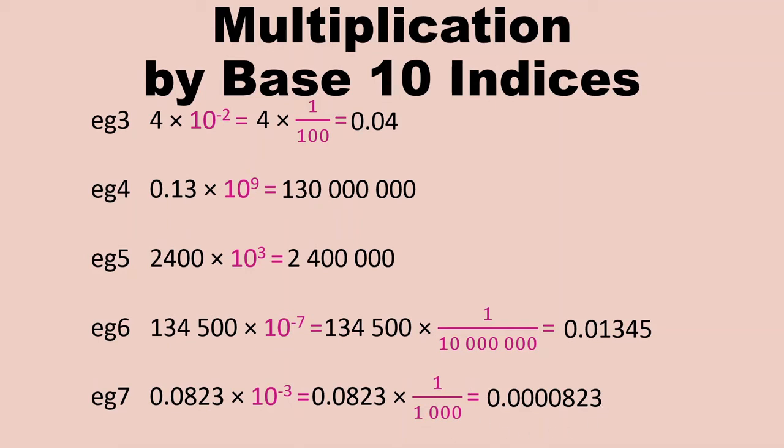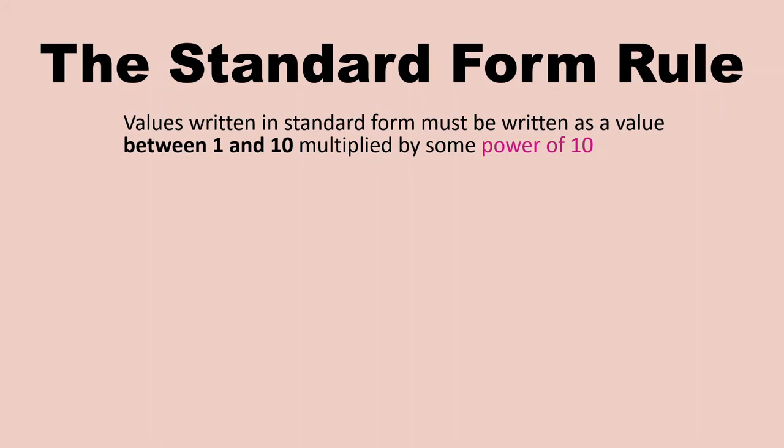You can see now why I wouldn't want to write that whole thing out, and why your calculator sometimes likes to give you answers in standard form, because that takes up less space on the screen, and they can still display that same, either very big or very small number. But up until now, we haven't actually been looking at examples of correct standard form. Values written in standard form must be written as some value between 1 and 10, so the decimal should really be after the first non-zero digit, and that value is multiplied by some power of 10.